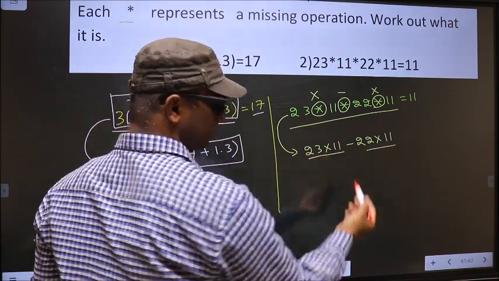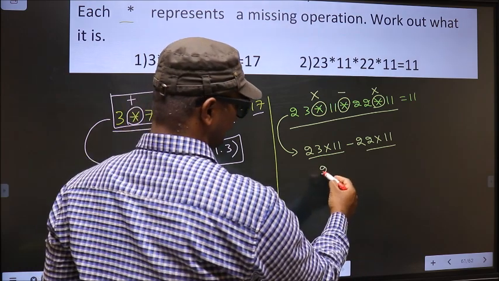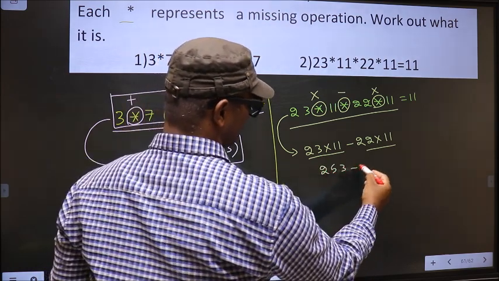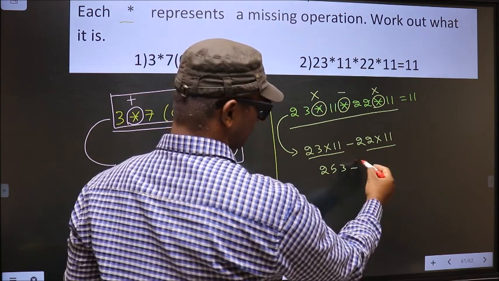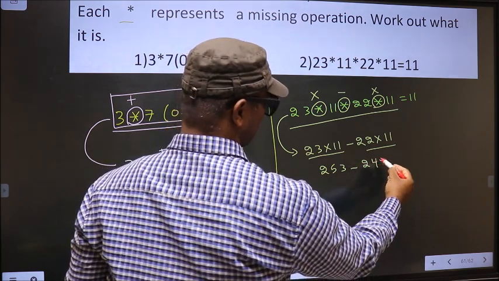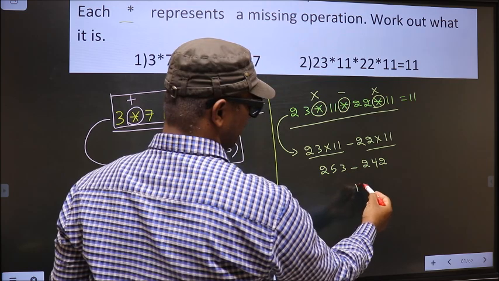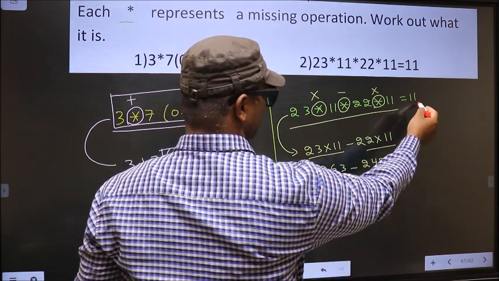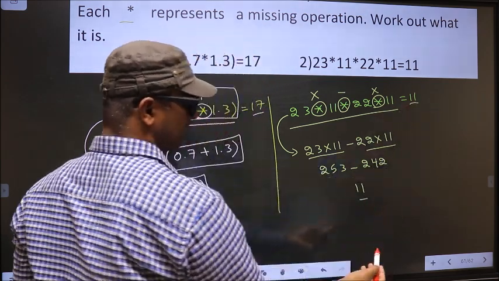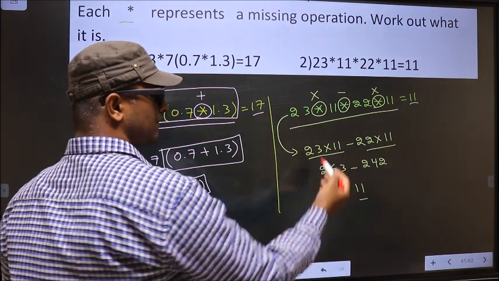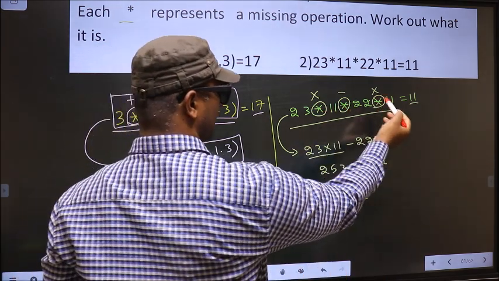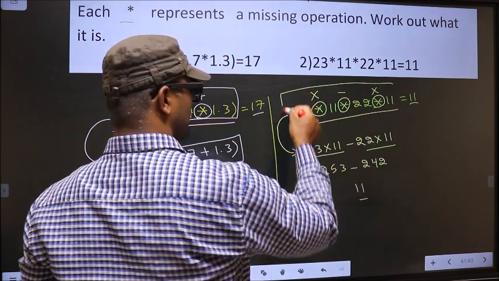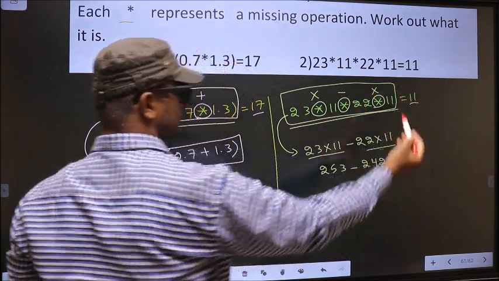So 23 into 11 is 253. Minus 22 into 11 is 242. Now you subtract, you get 11. We should get 11, we got 11. So the operations we replaced these by are correct. So this is our answer.